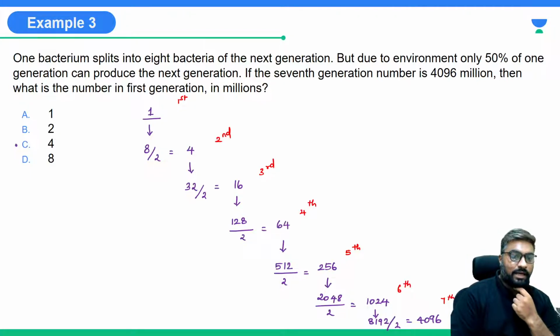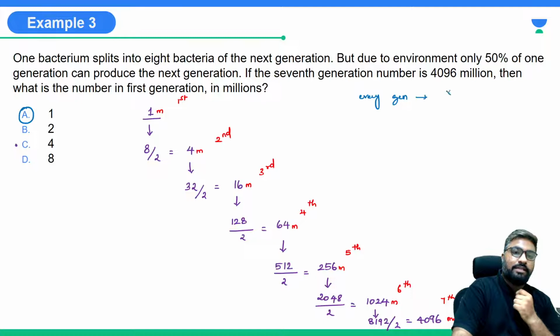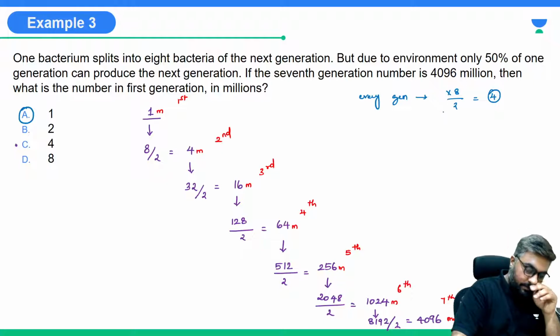Now doing it manually like this is of no use. So this is 4096 million. Then this is 1024 million, 256 million, 64 million, 16 million, 4 million, 1 million. Look, so that was our answer. 1 million is the answer. Okay, what is a faster way of doing it? Can we say per generation, every generation gets multiplied by 8 and then halved, so can we say it gets multiplied by 4?